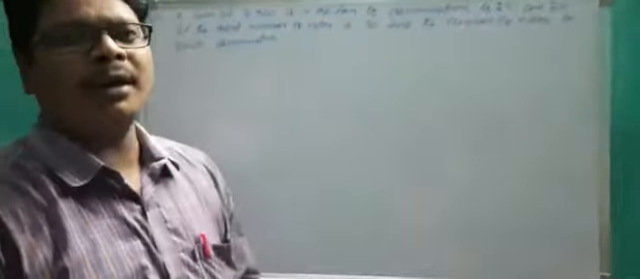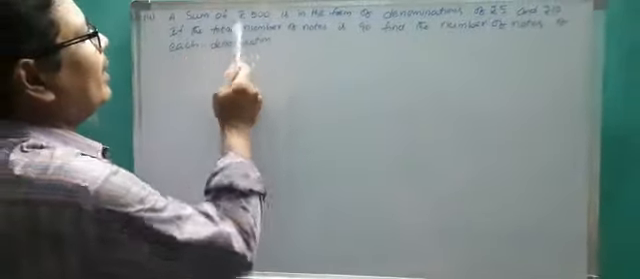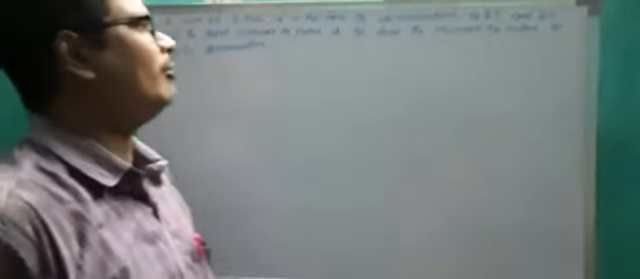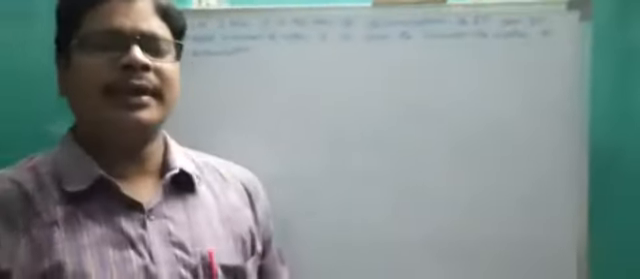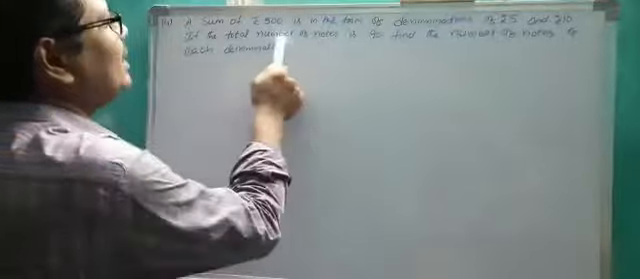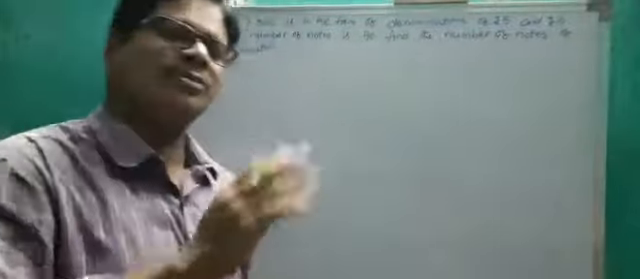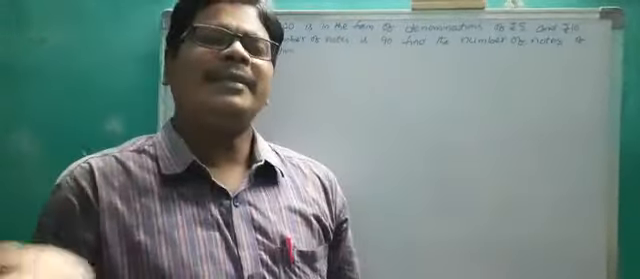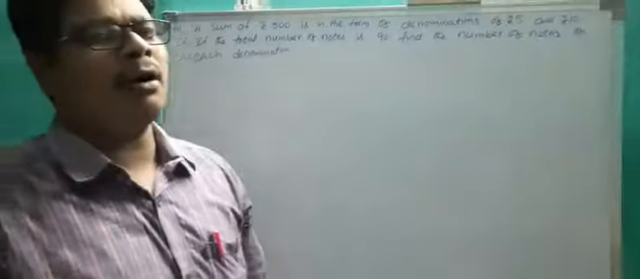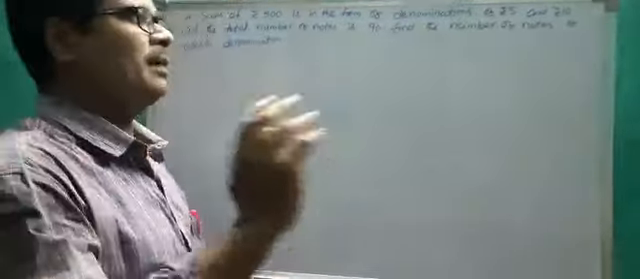Next model, different model. A sum of 500 rupees is in the form of denominations of 5 rupees notes and 10 rupees notes. The total amount contains only 5 rupees and 10 rupees notes. If the total number of notes is 90, that means 5 rupees notes and 10 rupees notes, totally we have 90 notes. Find the number of notes of each denomination. That means how many 5 rupees notes and how many 10 rupees notes are in that particular amount.